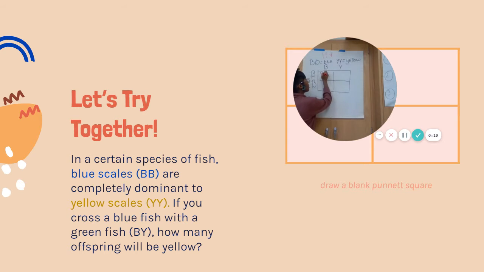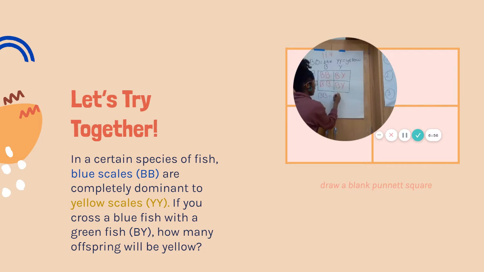So B, B, B, Y, B, B, and B, Y. All right, so this is our parents. These are our offspring.